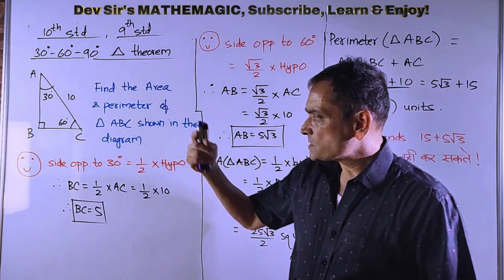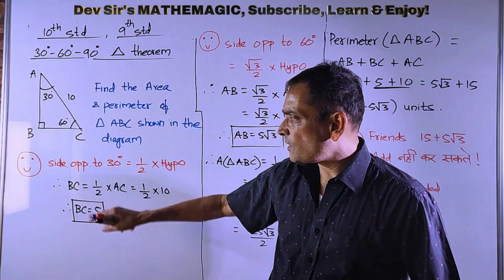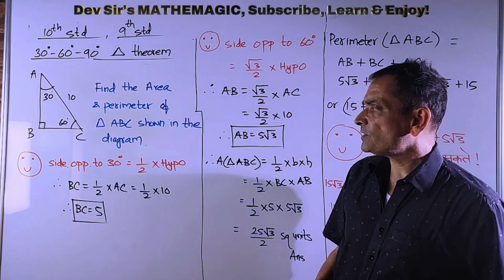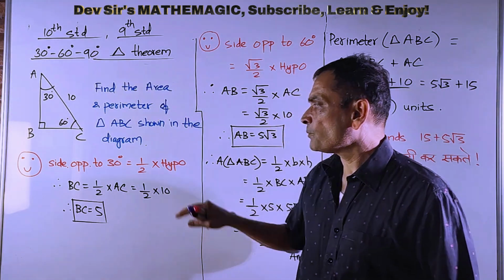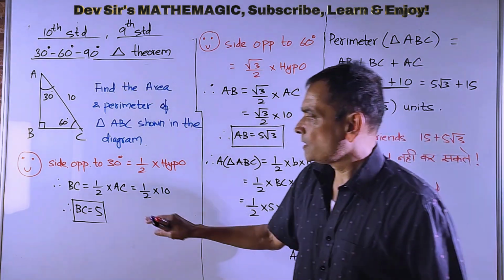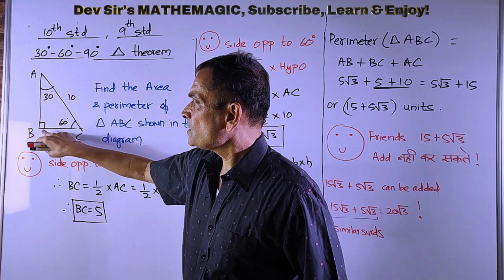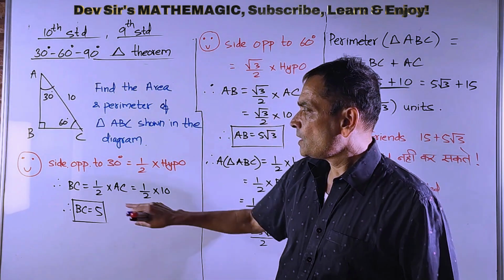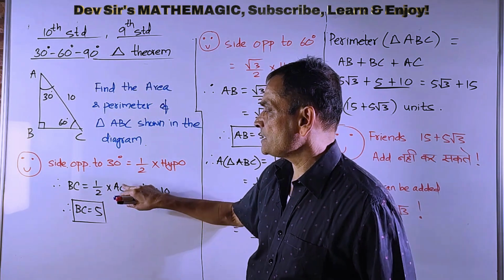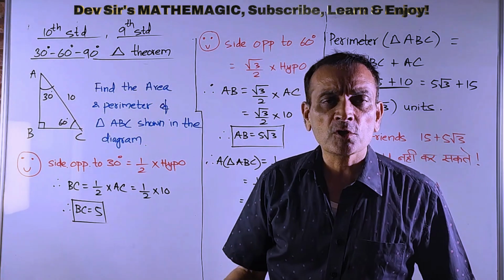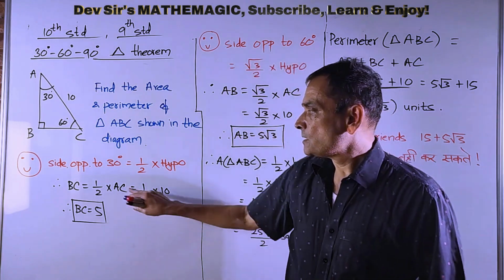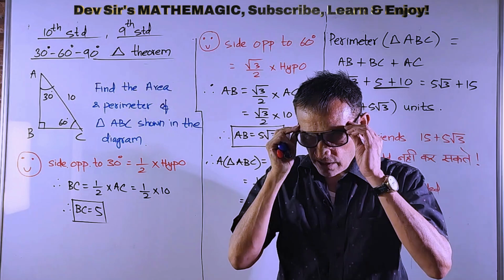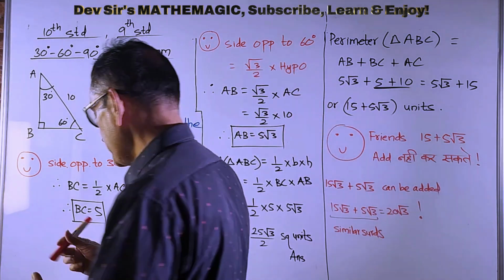Okay. Smiley comes back to help us. पहला rule बोलता है side opposite to 30 degrees is half the hypotenuse. So which is the side opposite to 30? BC. AC is given as 10. Hypotenuse is given as 10. So BC is equal to half into AC. Half of hypotenuse means half into AC. So half into 10. Half into 10 is 5. So BC is 5. I will show in the diagram. BC 5 मिल गया.